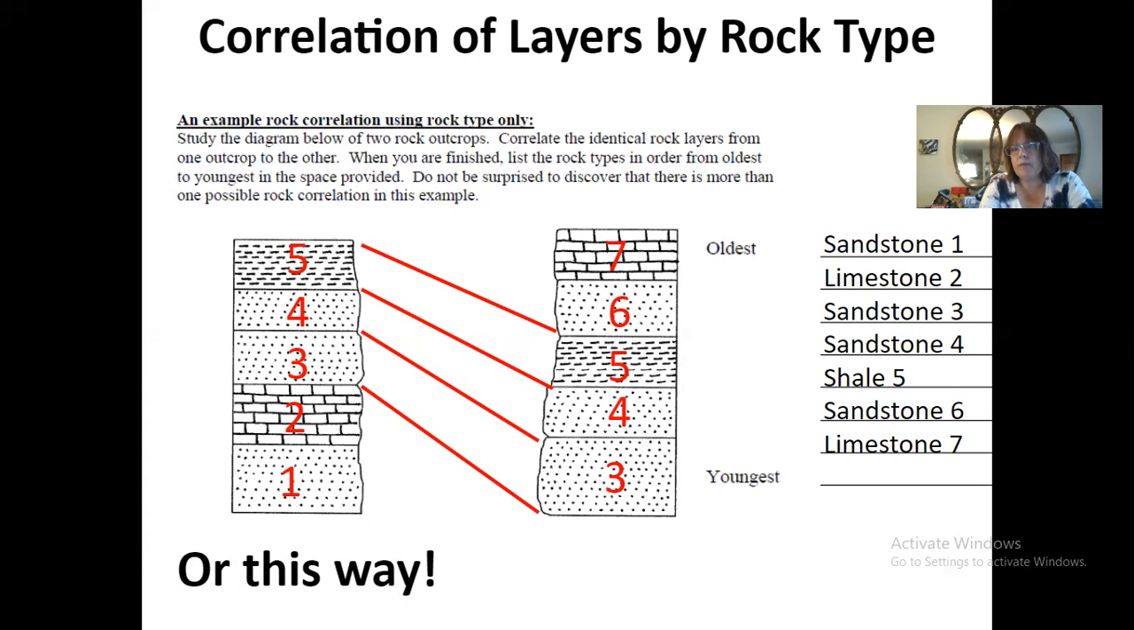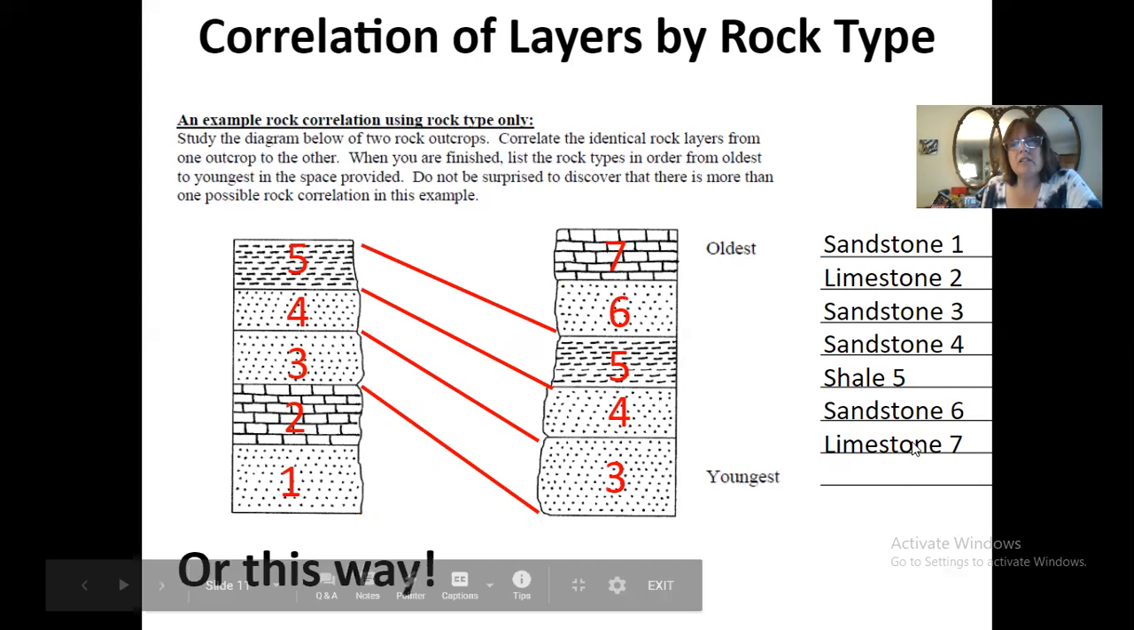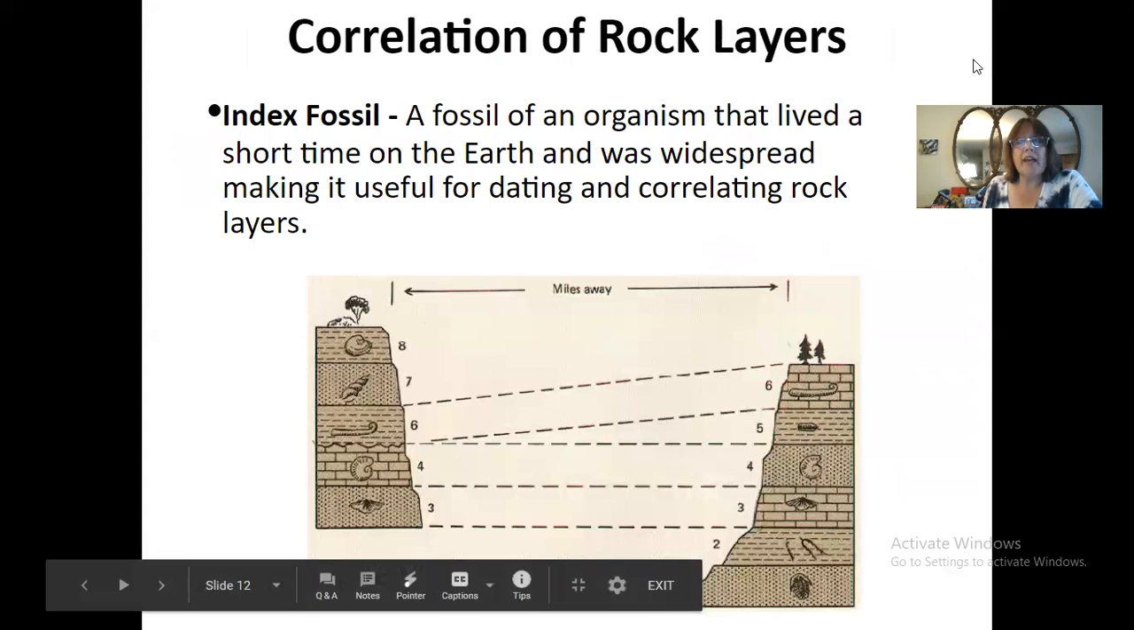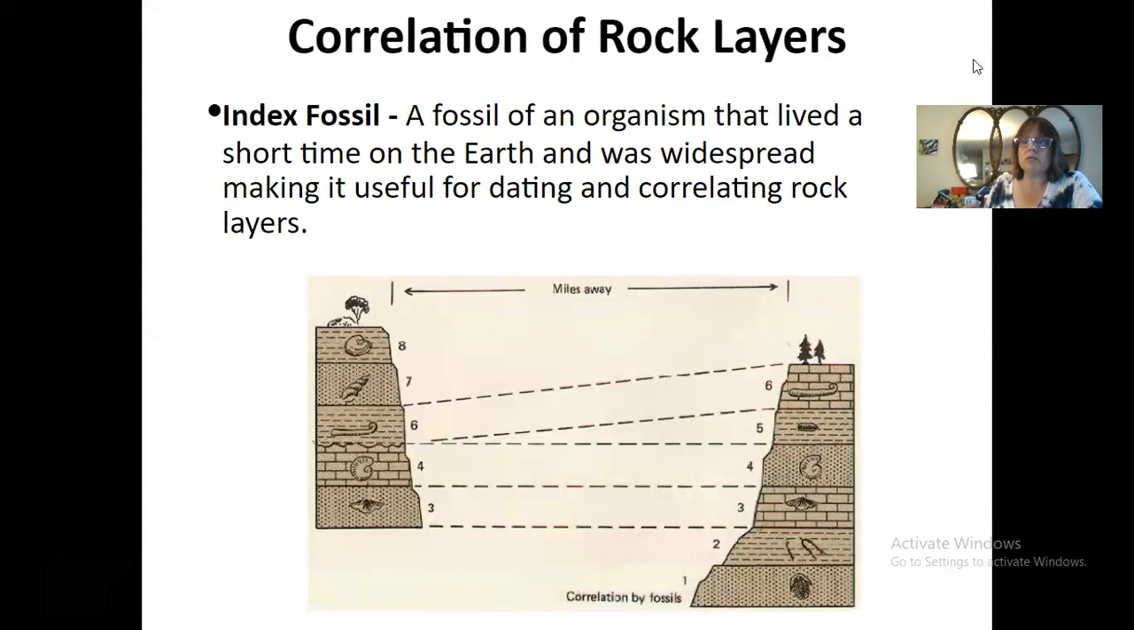Some of that additional information could be going to those rock formations and actually examining the rock. Maybe number 3 there is a red sandstone, and I could match it up easily in the other location because it's the same sandstone. Another thing, which is what scientists typically use, is fossils. And that's what we're going to look at from here on out. Fossils.